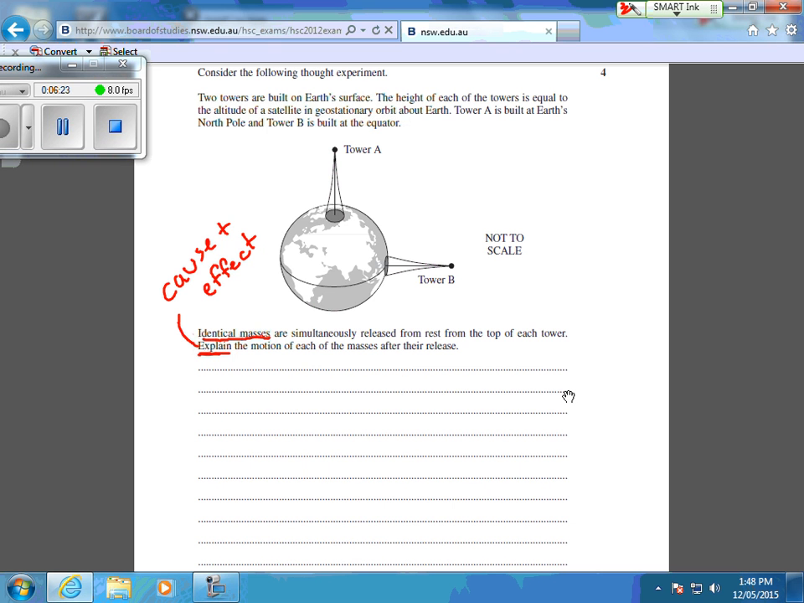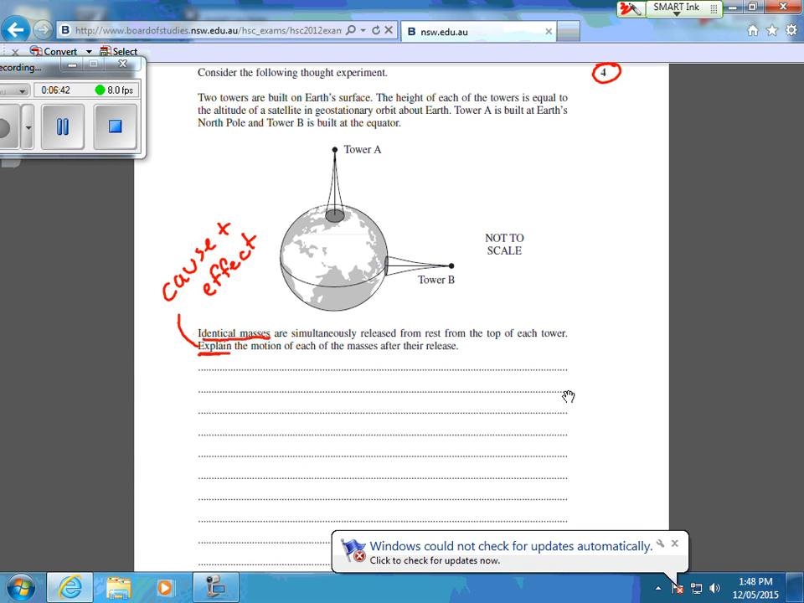Normally in these questions you talk about the other way around. What's the effect? Why does it do it? So in here you have 4 marks. They're going to expect to see from you what happens at Tower A and why, what happens at Tower B and why. You need those 4 parts of the explanation there clearly. Okay?